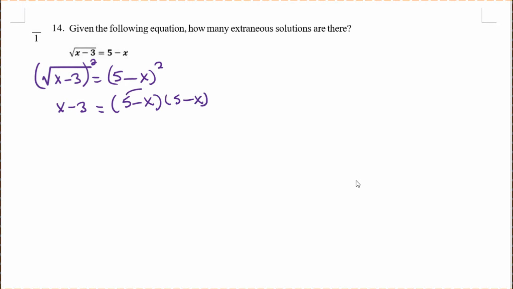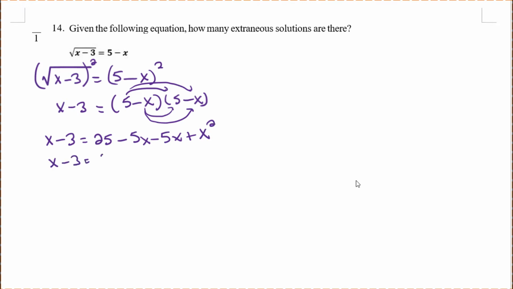Okay? So again, remember first, outer, inner, and last. So first, 5 times 5 is 25. Outer, 5 times negative x is negative 5x. Inner, negative x times 5 is negative 5x. And last, negative x times negative x is positive x squared. Alright, we're going to combine like terms here. We can combine these two like terms: negative 5x and negative 5x is negative 10x.